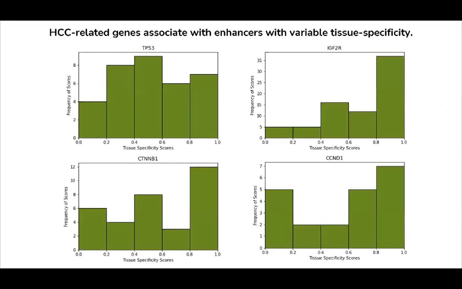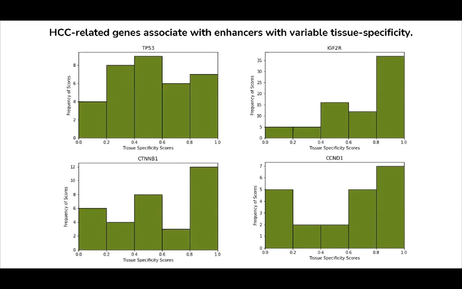With that, we plotted all of our tissue specificity scores for each of the genes we were looking at. And our scores were really variable across all of the HCC related genes. But IGF2R was our only gene that had really skewed results. It goes really skewed to the right, indicating that most of the enhancer sequences for that specific gene were only expressed in liver tissues. But for the rest of the genes, it was really variable across the board.